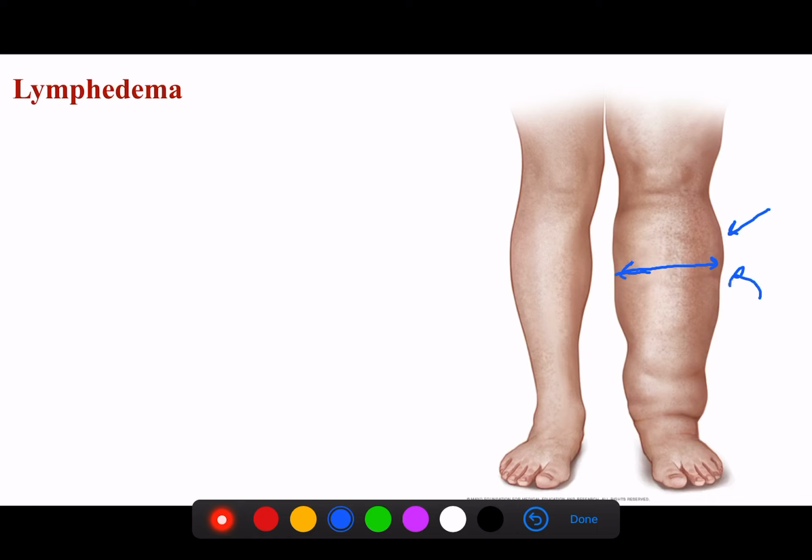There's another type of lymphedema called primary lymphedema. It is congenital, like familial Milroy disease. In Milroy disease, the baby is born with edema.